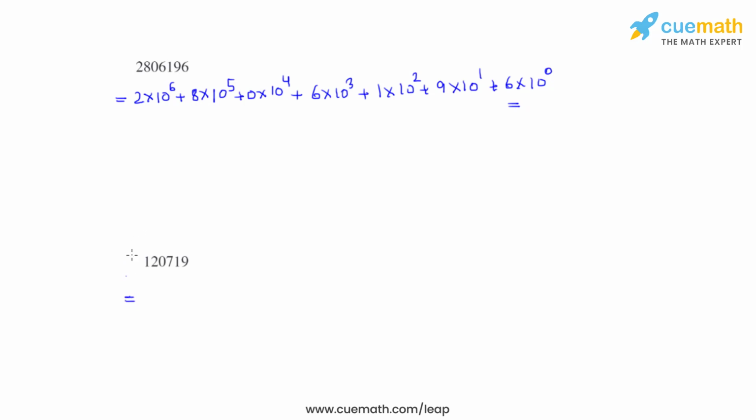Coming to the fourth one, let's count how many digits we have after 1. 1, 2, 3, 4 and 5. So it can be written as 1 times 10 raised to 5 plus 2 times 10 raised to 4 plus 0 times 10 raised to 3 plus 7 times 10 raised to 2 plus 1 times 10 raised to 1, and finally plus 9 times 10 raised to 0. We'll go on to the next set of bits now.